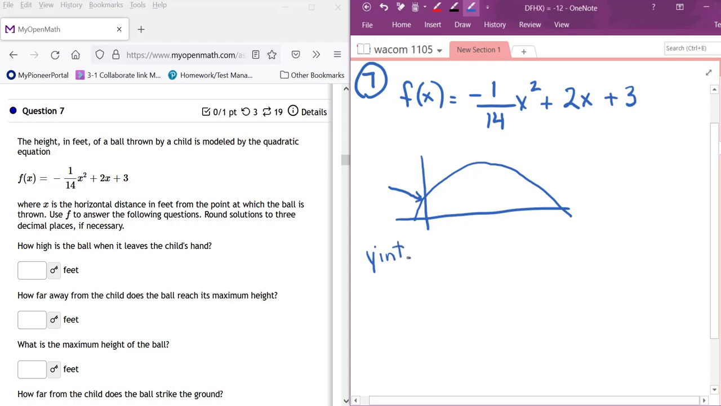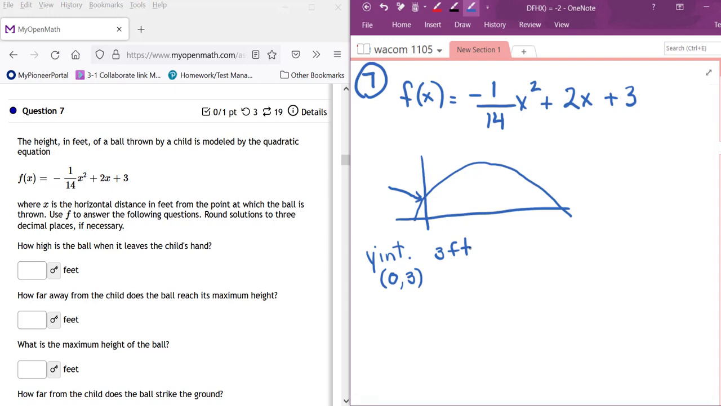And to get the y-intercept, plug 0 into x. That one is very easy to do by hand. 0, 0, so it is 3. So 0, 3, so it is 3 feet when it leaves the hand.